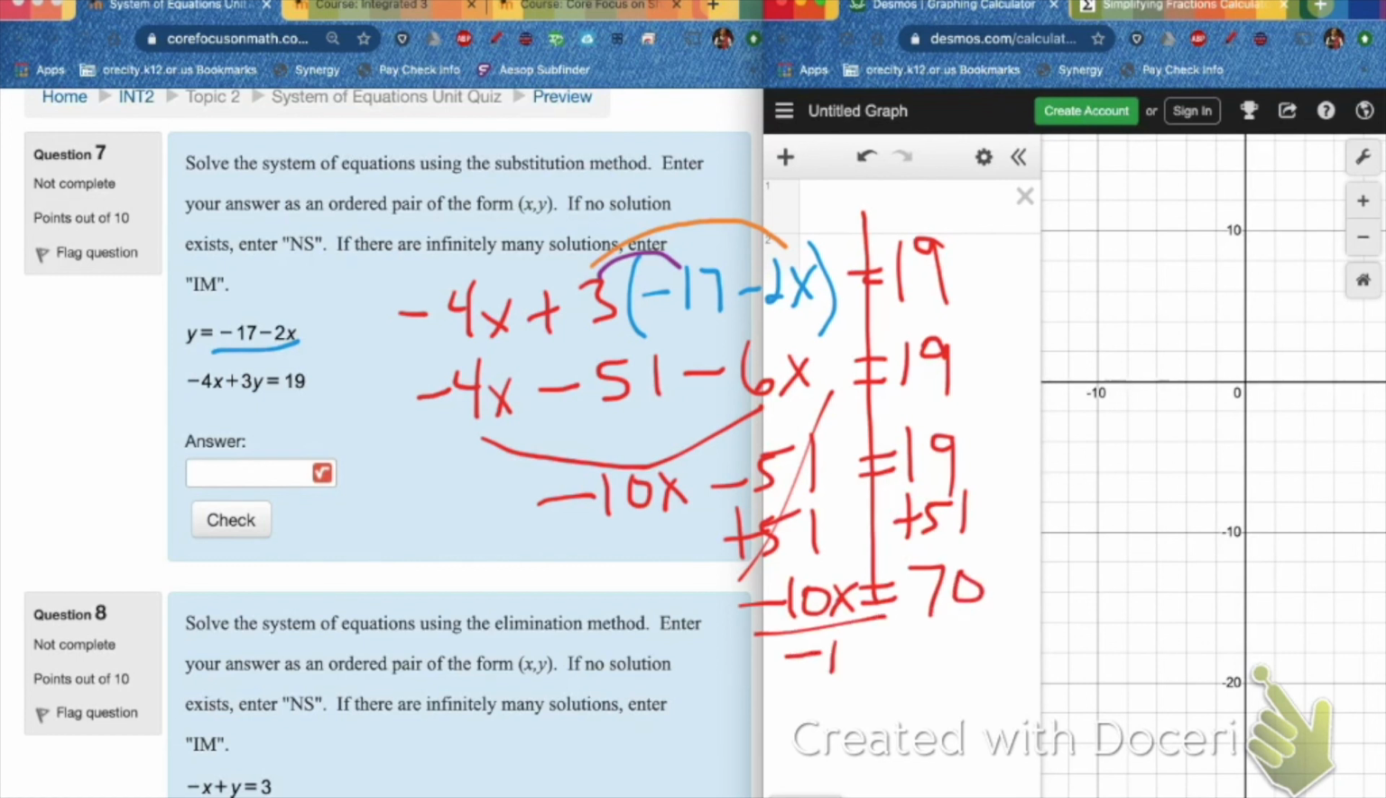70 divided by negative 10. And I get that x is going to be negative 7. And then I just plug it in because I know y equals negative 17 minus 2x. So I'm going to show you that in the calculator, closing this in 3, 2, 1, go.